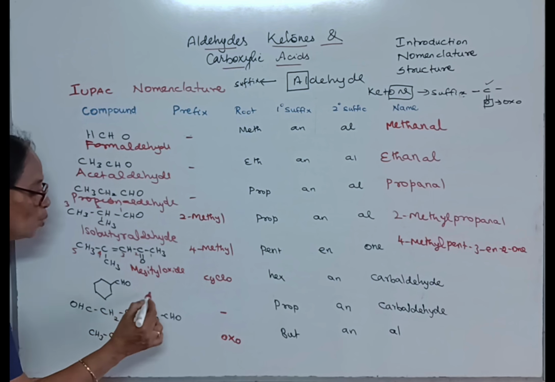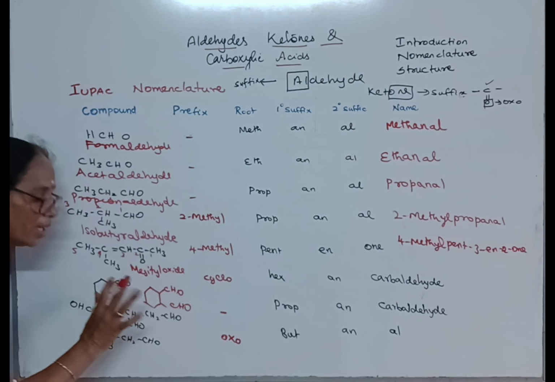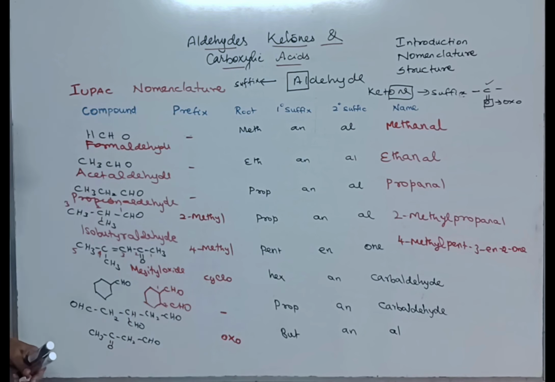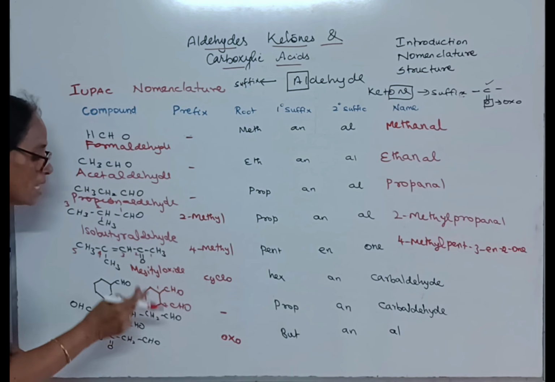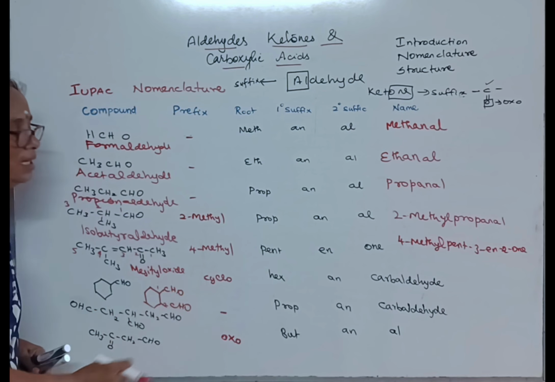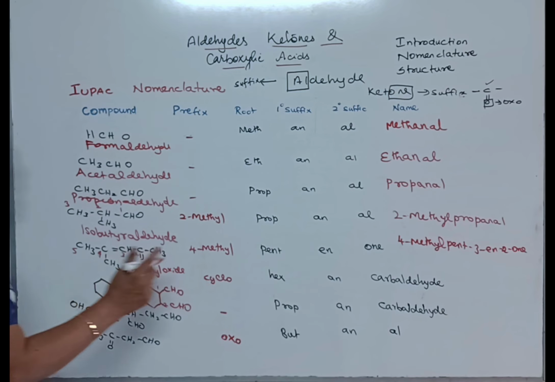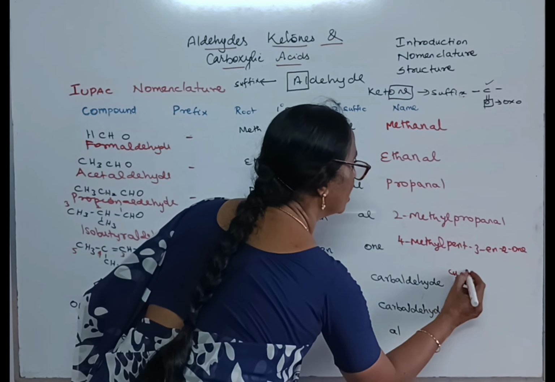If I write one more CHO to the same cyclohexane, what will I do? It is cyclohexane, but at the first and the second position of the ring it has 2 carbaldehyde groups. So the name goes cyclohexane-1,2-dicarbaldehyde. In such a way we have to name. So for this one I can write the name is cyclohexane carbaldehyde.